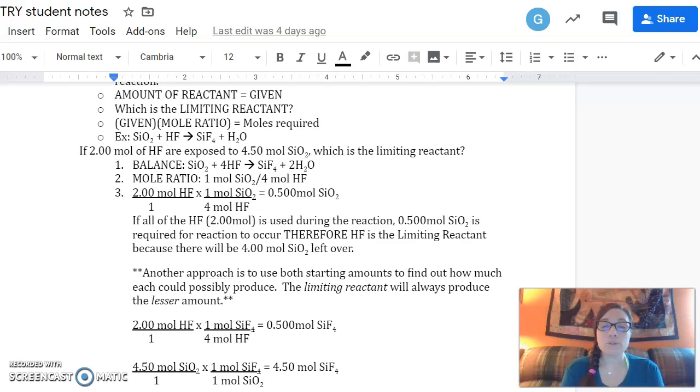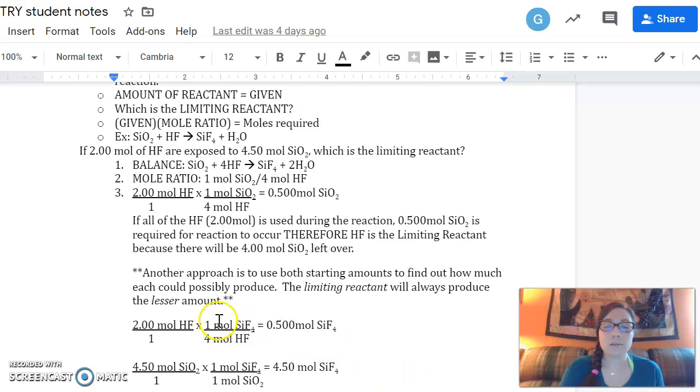Now, another approach that you can take is to convert both of your given amounts into the same product. And it doesn't matter which product you choose, as long as it's the same, then you can compare how much each reactant will form. So if you start with the 2 moles of HF and you convert that to moles of SiF4, that's one of our products, you will see that 2 moles of HF is going to produce 0.5 moles of SiF4. Okay, that's based on our mole ratio from our balanced equation.